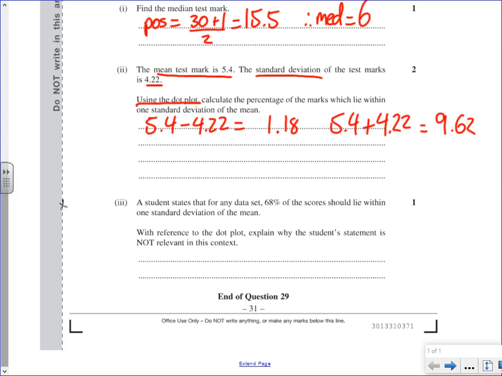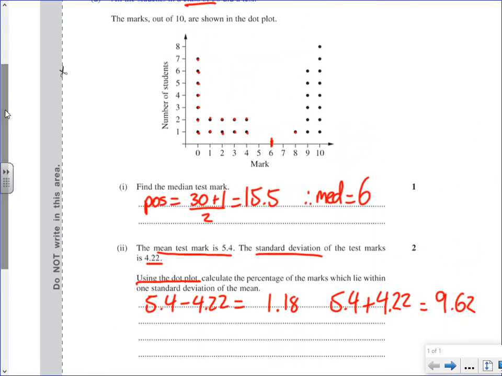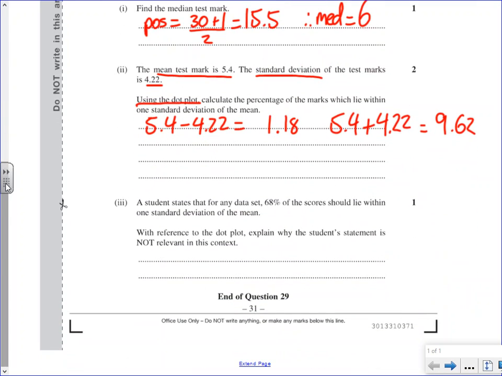So what we're going to be doing now is seeing how many scores lie between those two. So looking back at our scores, everything between 1.18, well, that means our scores need to be starting at 2. So we're looking at that one, that one, that one, that one, that one, that one. And going up to 9.62, so that means we can include the 9s as well. So we're looking at these scores here between those standard deviations. So we've got 1, 2, 3, 4, 5, 6, 7, 8, 9, 10, 11, 12, 13. So 13 scores out of these 30 are within 1 standard deviation of the mean.